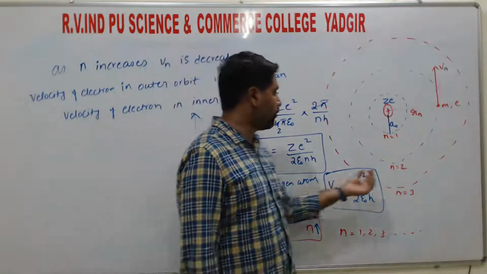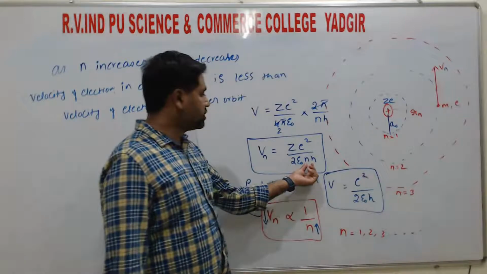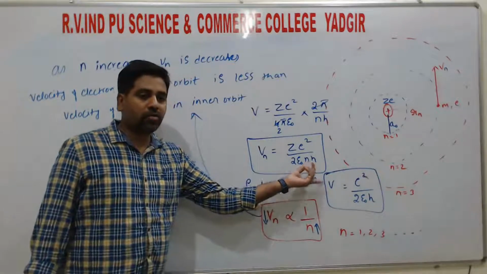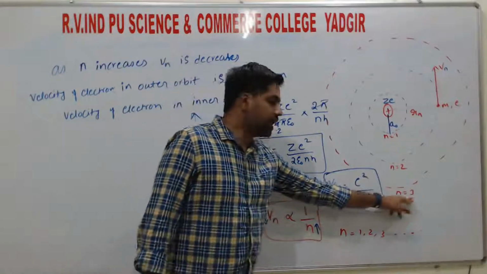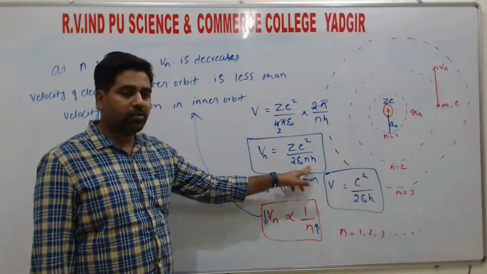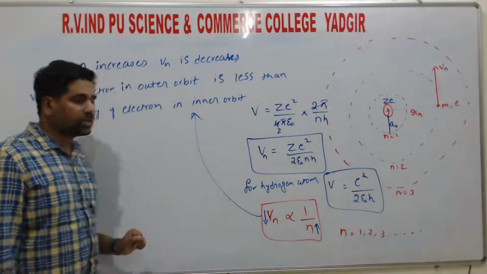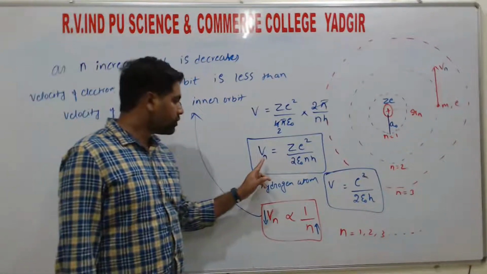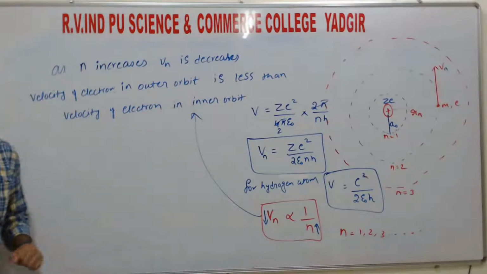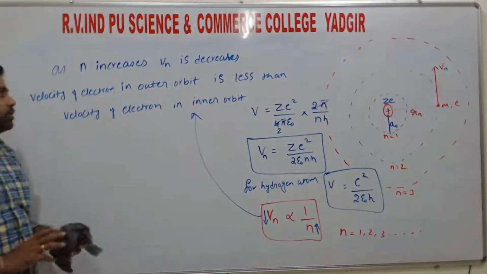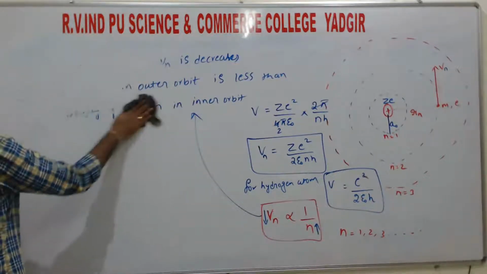If we need to find the velocity of the electron in the second orbit, we just need to substitute n value 2, right? If we find it for 3, then we substitute n value 3. All other remaining values are constant values, then we get the velocity of the electron, right? So this is about the velocity. And the next important thing is the energy of the electron.